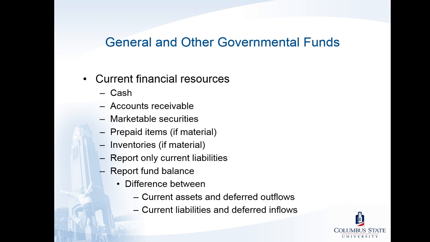So examples of current financial resources, these are very typical. Again, you should be used to these from the regular commercial side of accounting: cash, accounts receivable, marketable securities, prepaid items if they're material, inventories if they're material. We only report current liabilities when it comes to general and other governmental funds, and report the fund balance, which is the difference between current assets and deferred outflows and current liabilities and deferred inflows. So we take the difference between those two sets of numbers to come up with what the reported fund balance is.